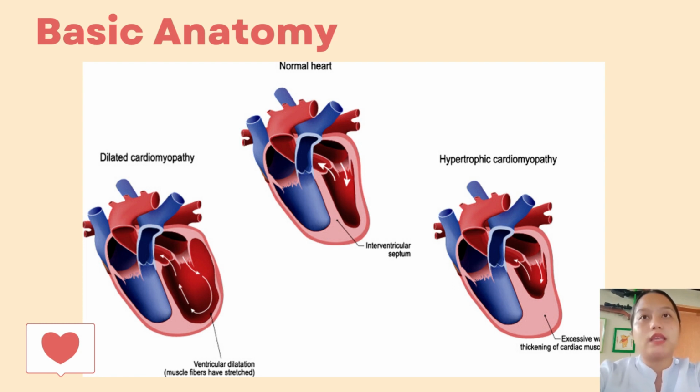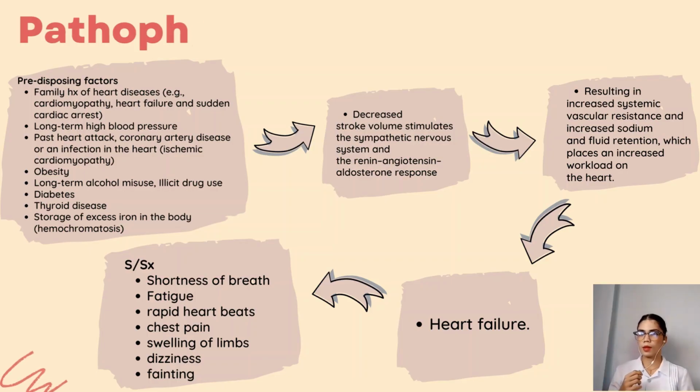In dilated cardiomyopathy, we can see the dilation or stretching of its muscle fibers. Dilated cardiomyopathy is caused by overstretching of the heart. Due to this, the heart cannot squeeze blood out properly. In hypertrophic cardiomyopathy, we can see excessive wall thickening.